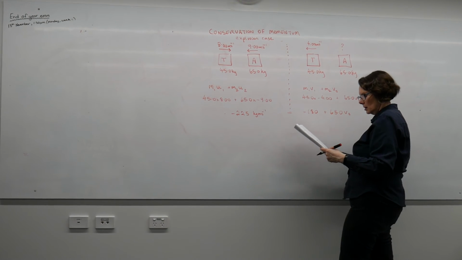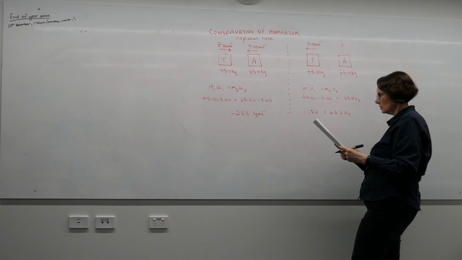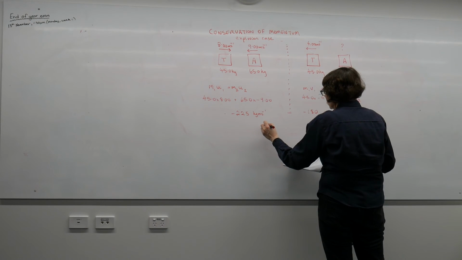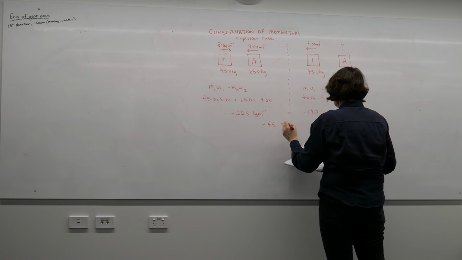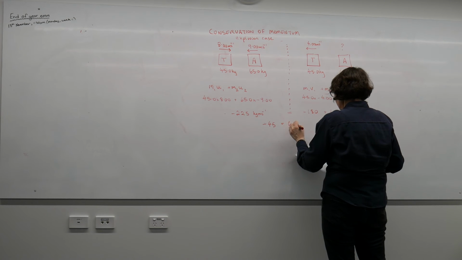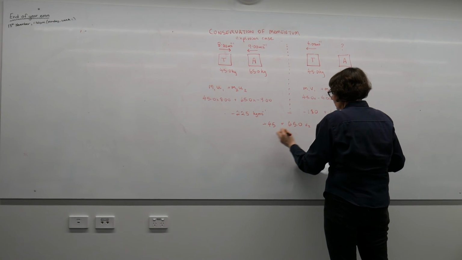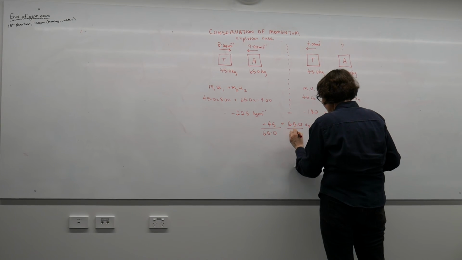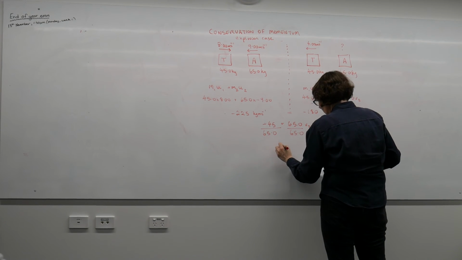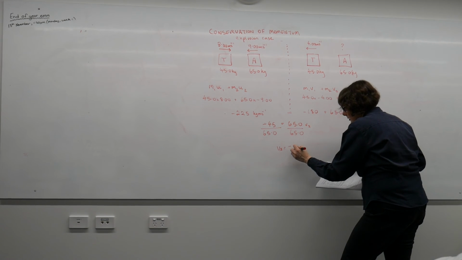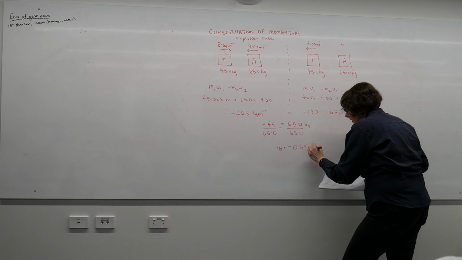And what do we get? 45, is it? Yeah. So we have -45 is equal to 65 v2. We're going to divide both sides by 65. V2 is equal to -0.69 meters per second.